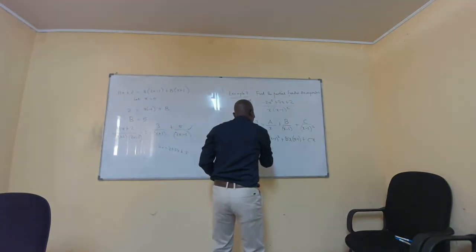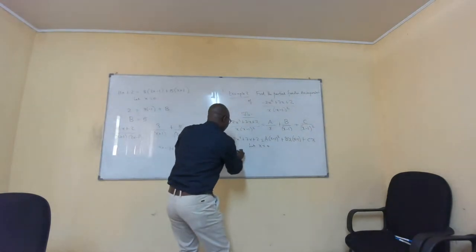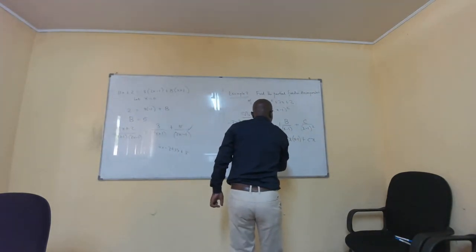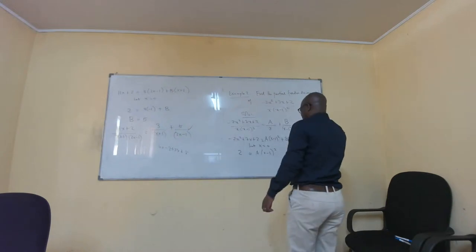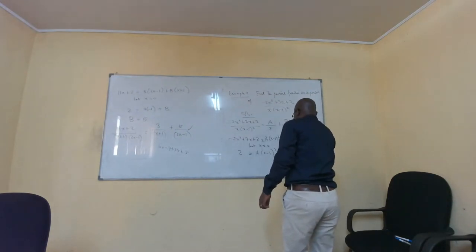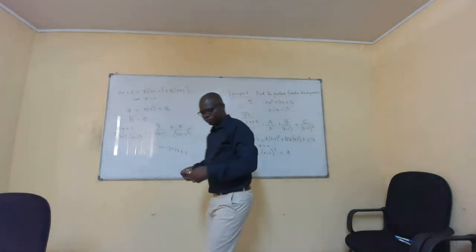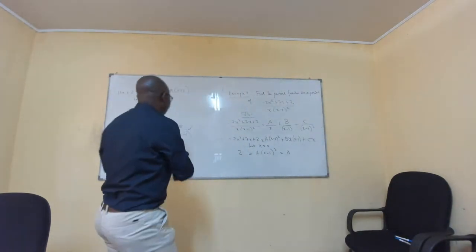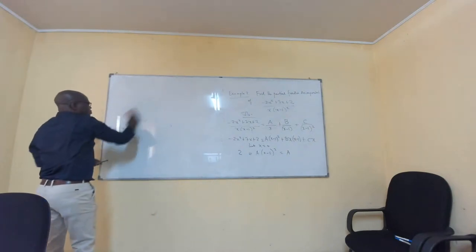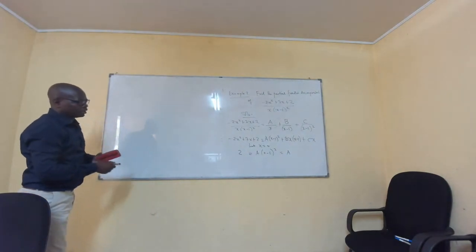So you say let x be 0. So we have 2 equals A (0 minus 1) squared. These two terms will go. So this is what? This is A. So our A is 2. At least we know what our A is.